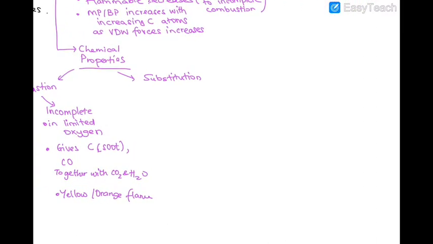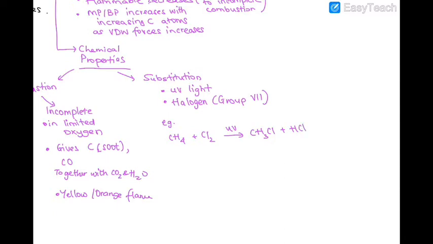Substitution reactions require the presence of UV light, and they also require halogens. So, for example, you can have methane reacting with chlorine in the presence of UV light. You are going to get chloromethane plus hydrogen chloride.